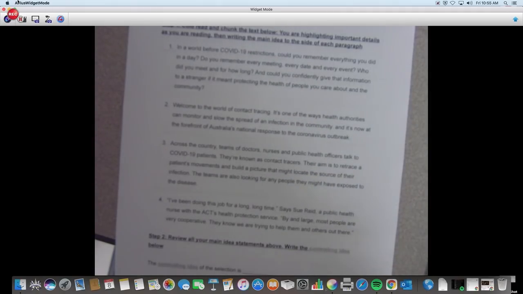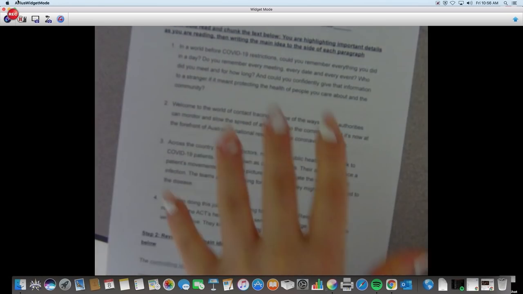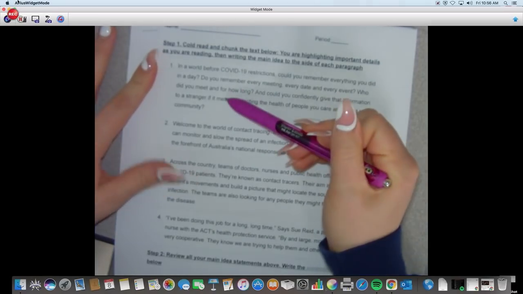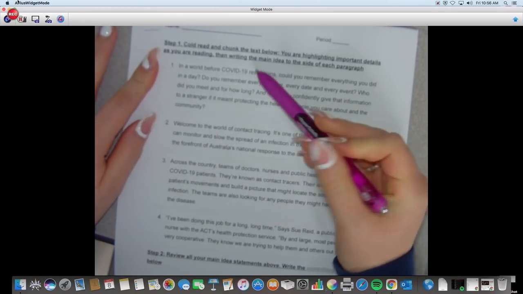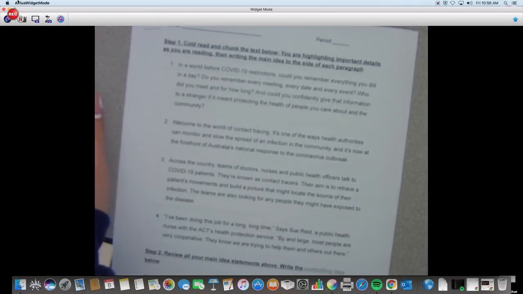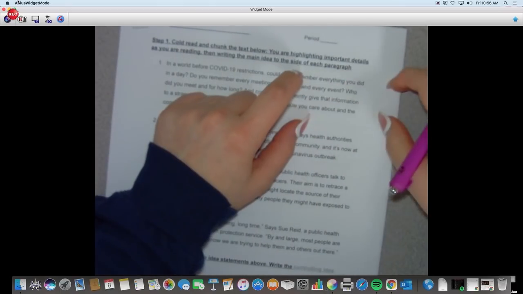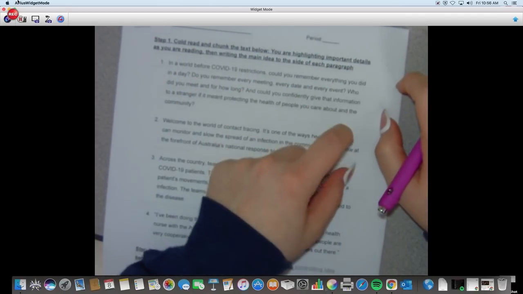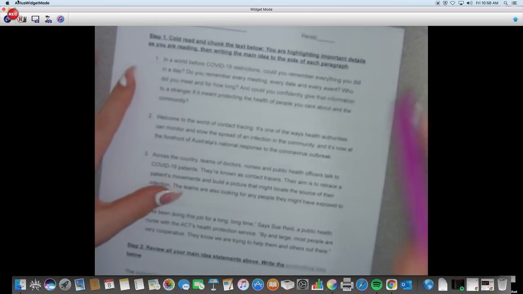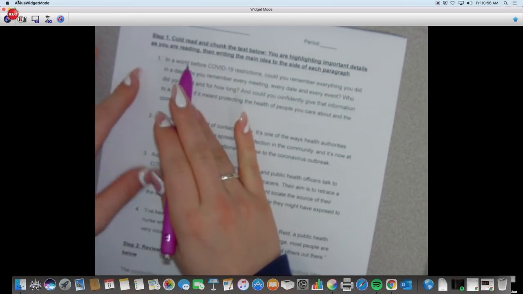So first, in order to get the controlling idea of an informational text, the first thing that we are going to do is we are going to actually read an informational text together and chunk it. So when we chunk an informational text, we're going to write 3 to 5 words of what the main idea is of each paragraph. Again, main idea is what the paragraph is mainly about. So let's go ahead and look at paragraph 1.